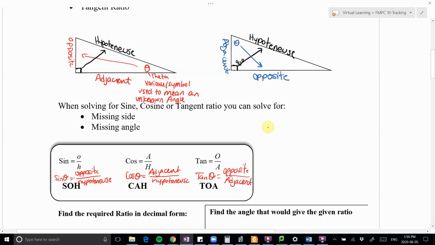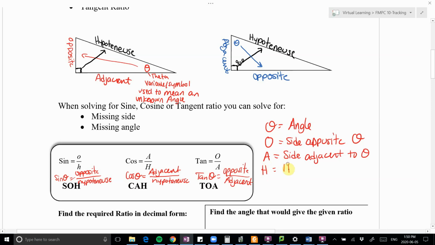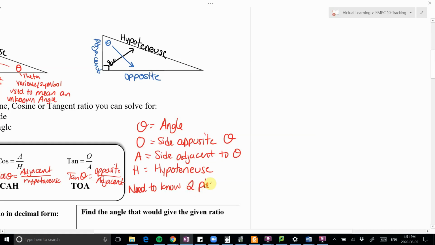So remember that there are 4 variables here. There's theta, which is an angle. There's O, which is the side opposite. There's A, which is the side adjacent to theta. And then there's H, which is your hypotenuse. So to use one of these ratios, pieces of information.